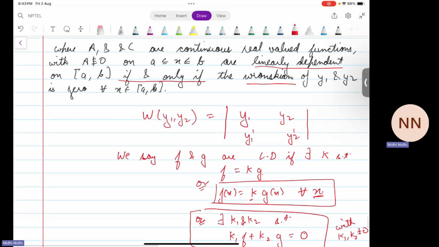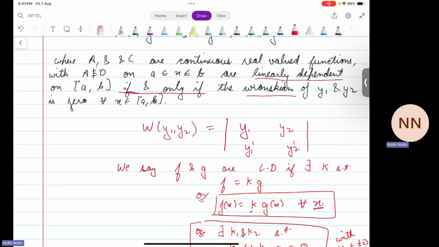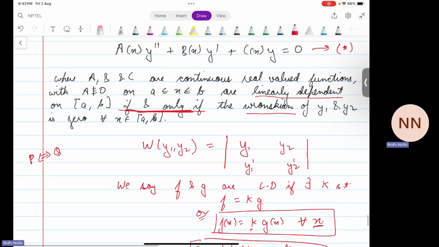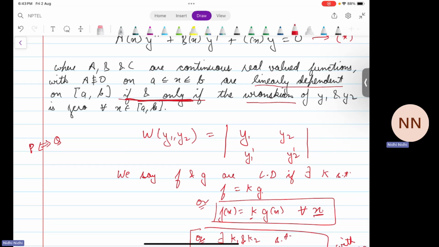The next major important thing is this "if and only if". When we have to prove "if and only if", suppose we have two statements P and Q, we need to prove that P if and only if Q. Here, what are the two statements? The first statement P is that y1 and y2 are linearly dependent, and the second statement Q is that the Wronskian of y1 and y2 is 0. So to prove that P if and only if Q, we need to prove that P implies Q and Q implies P.